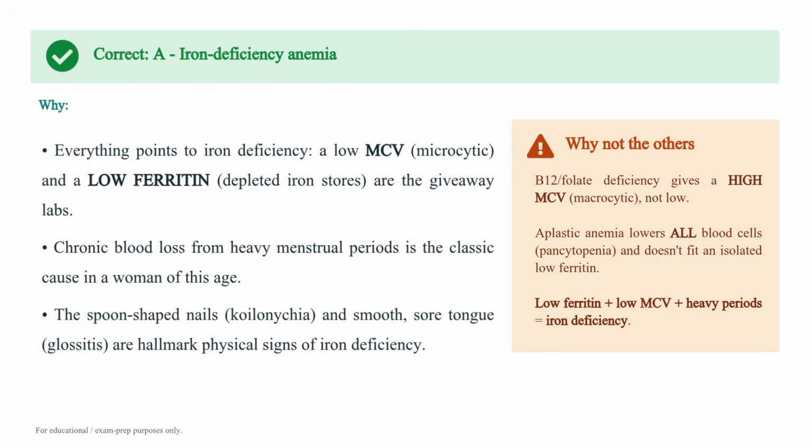The answer is A. Iron deficiency anemia. Everything points to iron deficiency. A low MCV, meaning microcytic cells, and a low ferritin, meaning depleted iron stores, are the giveaway labs. Chronic blood loss from heavy menstrual periods is the classic cause in a woman of this age. The spoon-shaped nails, called koilonychia, and the smooth, sore tongue, called glossitis, are hallmark physical signs of iron deficiency. B12 and folate deficiency give a high MCV, not low, and aplastic anemia lowers all blood cell lines and wouldn't fit an isolated low ferritin. Low ferritin plus low MCV plus heavy periods equals iron deficiency.